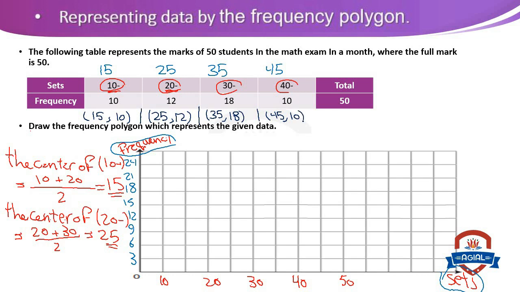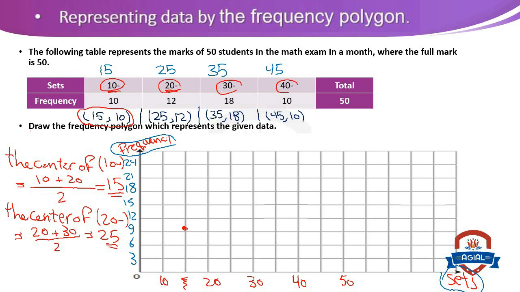So now we can represent these data using the frequency polygon. We have to determine the points which represent the ordered pairs. The ordered pair is 15 and 10. So we have to start with the horizontal axis. We run to 15 and jump to 10. So this is the point that represents the first ordered pair.